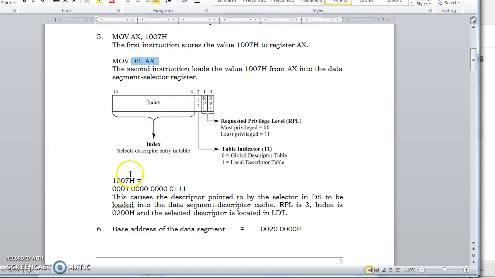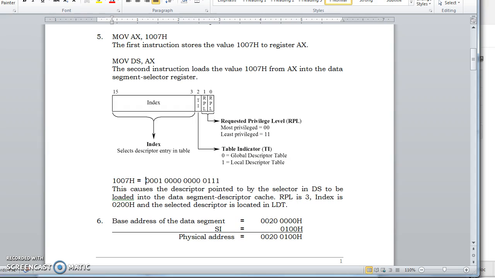Okay, now the value that is loaded into it is 1007H, which in binary is 0001 0000 0000 0111. Okay, so you map this binary to the data segment selector register. And what happened is that you can see RPL is 1, the next RPL bit is also 1, so you get RPL equal to 3.